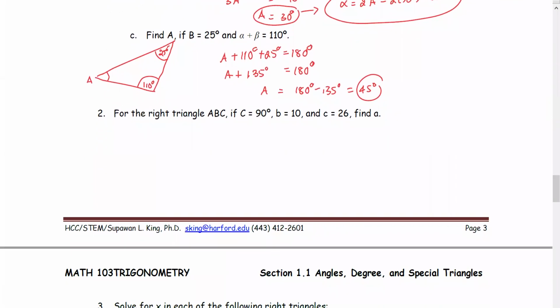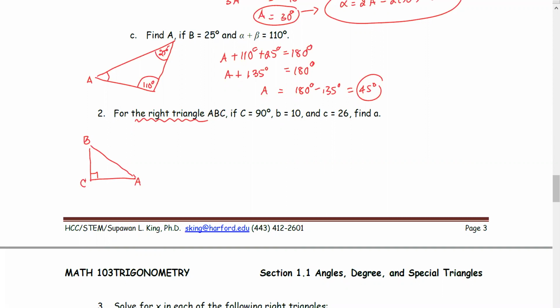Next example, for the right triangle ABC, here's the key term, the right triangle. If angle C is 90 degrees, the side b is 10, the side c is 26, find the side a. With the right triangle assumption, we can apply the Pythagorean theorem. If you draw the triangle, angle C is 90 degrees. You name the other two angles A and B.